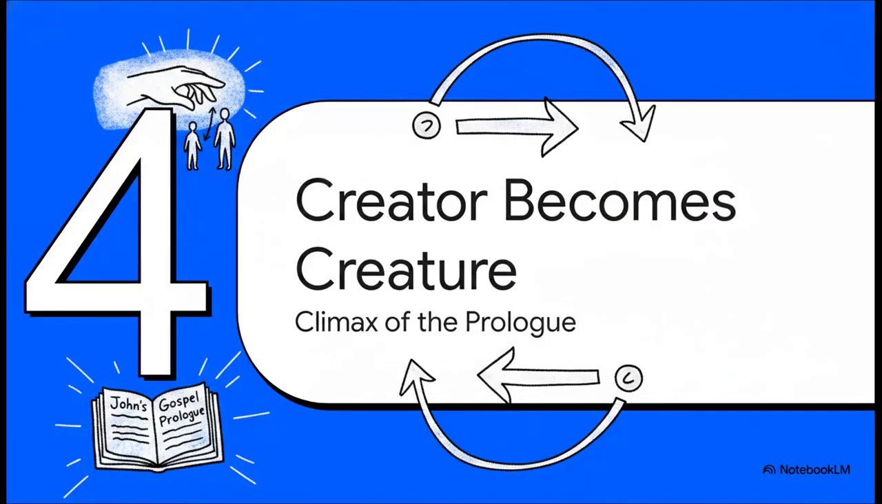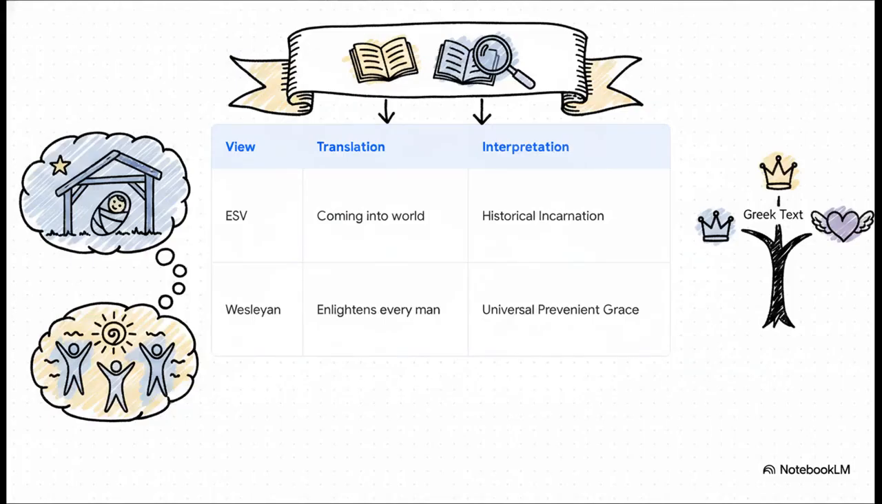Part 4. The creator becomes creature. Let's push to the very center of that chiasm we mapped out earlier, because this is where the text makes its most heavily debated claims. People have argued for centuries over how to translate verse 9, and depending on the Greek, you end up with two entirely different theological systems.